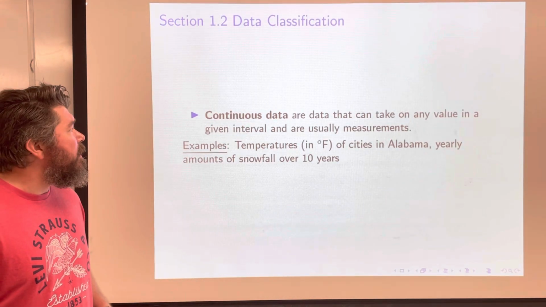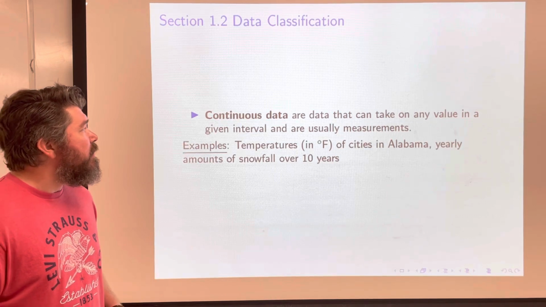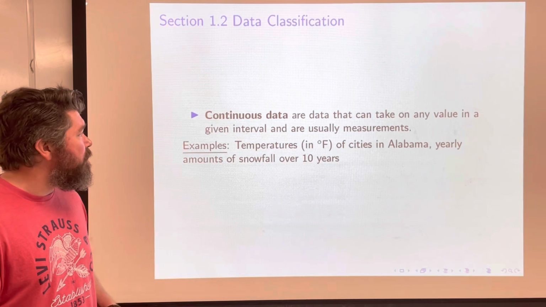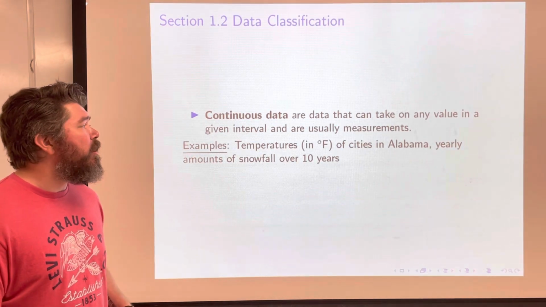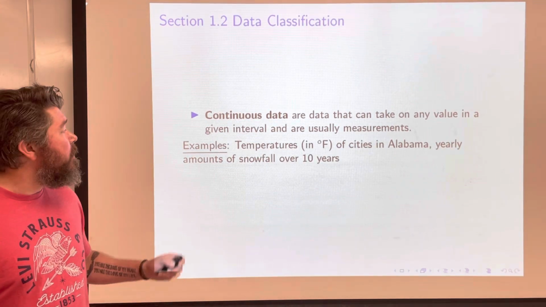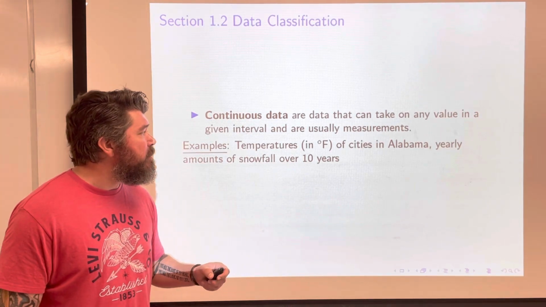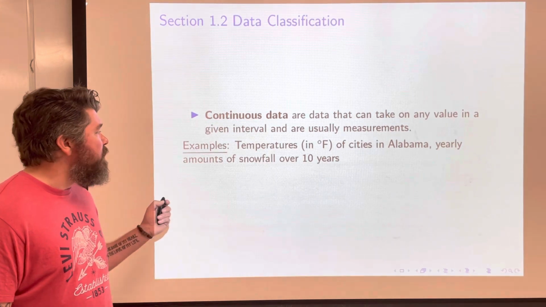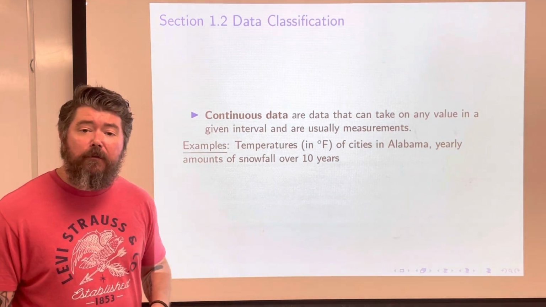The next type is continuous data. Continuous data are data that can take on any value in a given interval and are usually measurements. Some examples include temperatures in degrees Fahrenheit of cities in Alabama, yearly amounts of snowfall over 10 years.